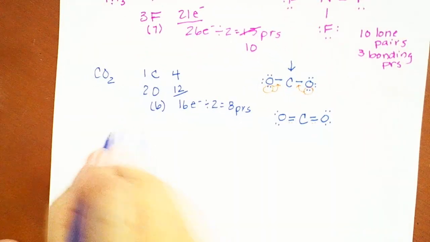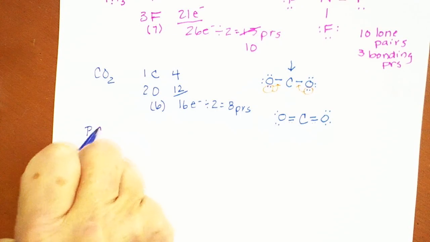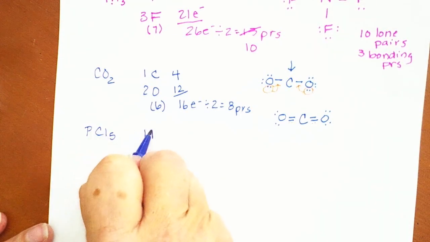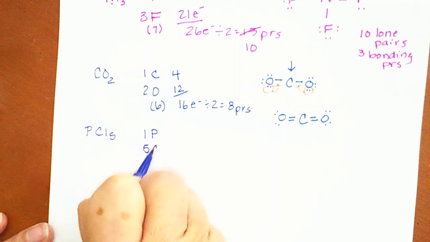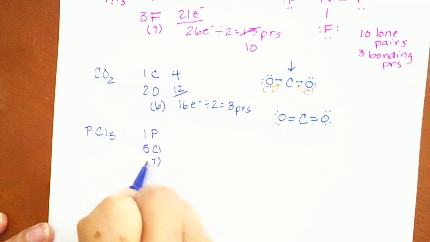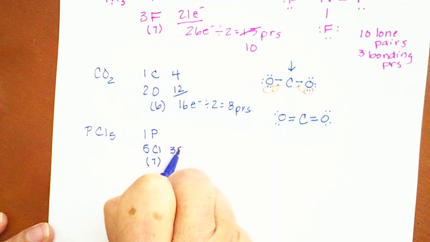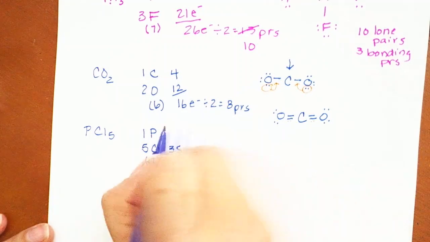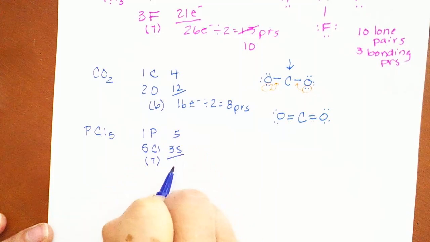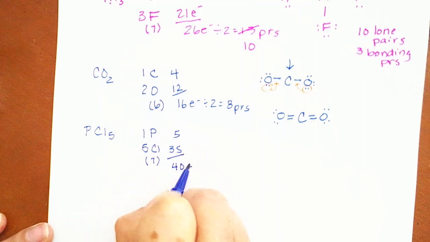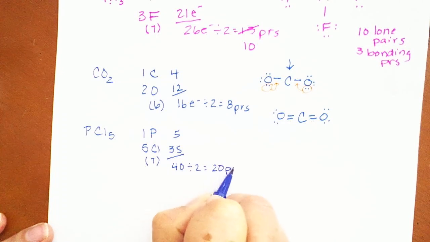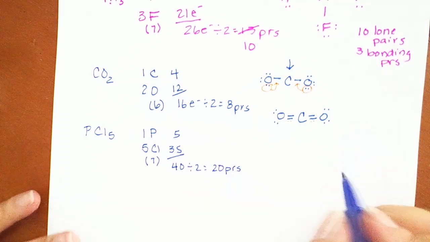PCl5? Okay, same thing. 1 phosphorus and 5 chlorines. Each chlorine has 7, so that's 35 electrons. And then the phosphorus has 5, so that's a total of 40. Wow. Divided by 2 is equal to 20 pairs. That's a lot of pairs. So let's see how we do.